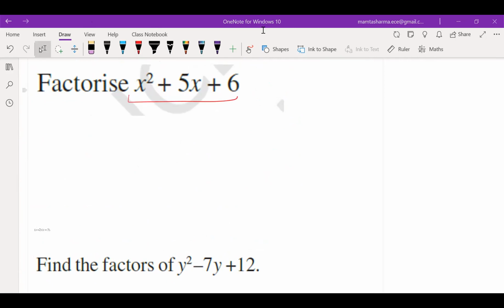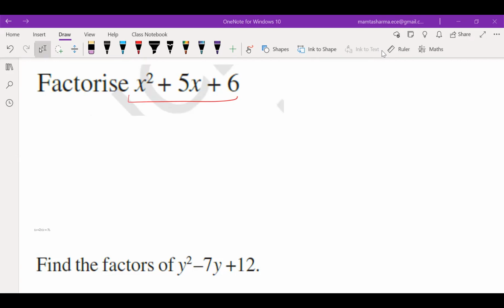Harshita, how will you solve it? Ma'am, we can solve it by splitting: x square plus 3x plus 2x plus 6. Okay. Why 3x and 2x? Why have you not taken 4 and 1? Yes, ma'am, 4x plus 1x is also 5x. But 2 and 3 are directly divisible into 6, so I took 2 and 3. 4 and 1 are not divisible. 1 is divisible by every term.